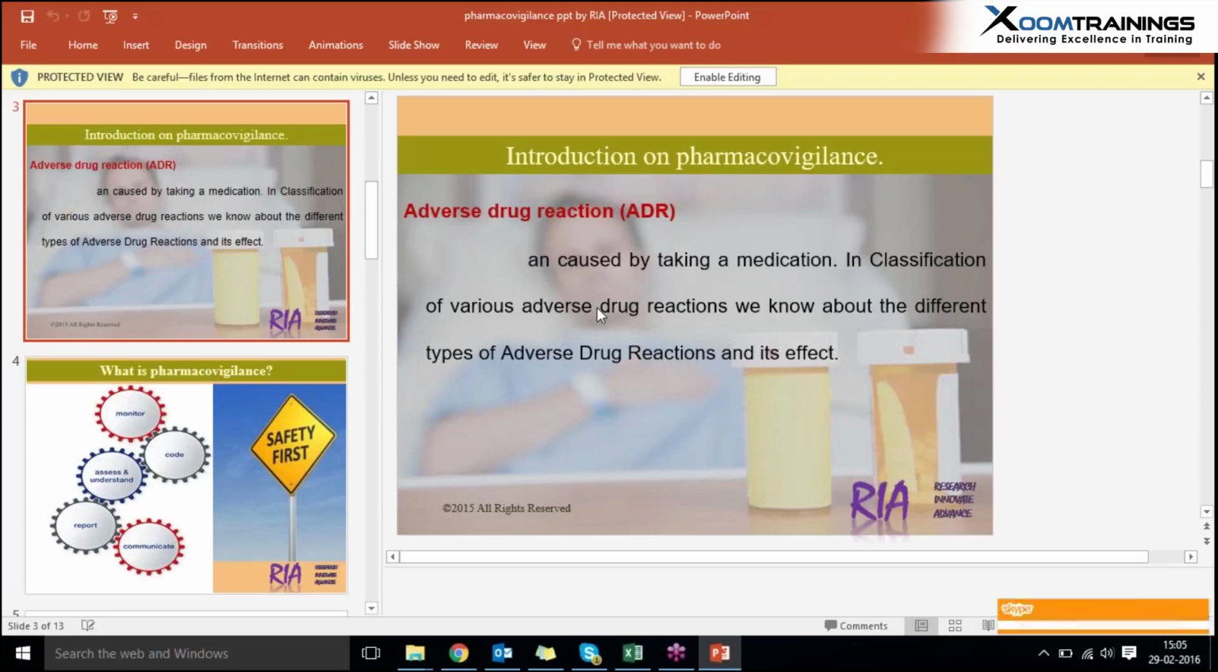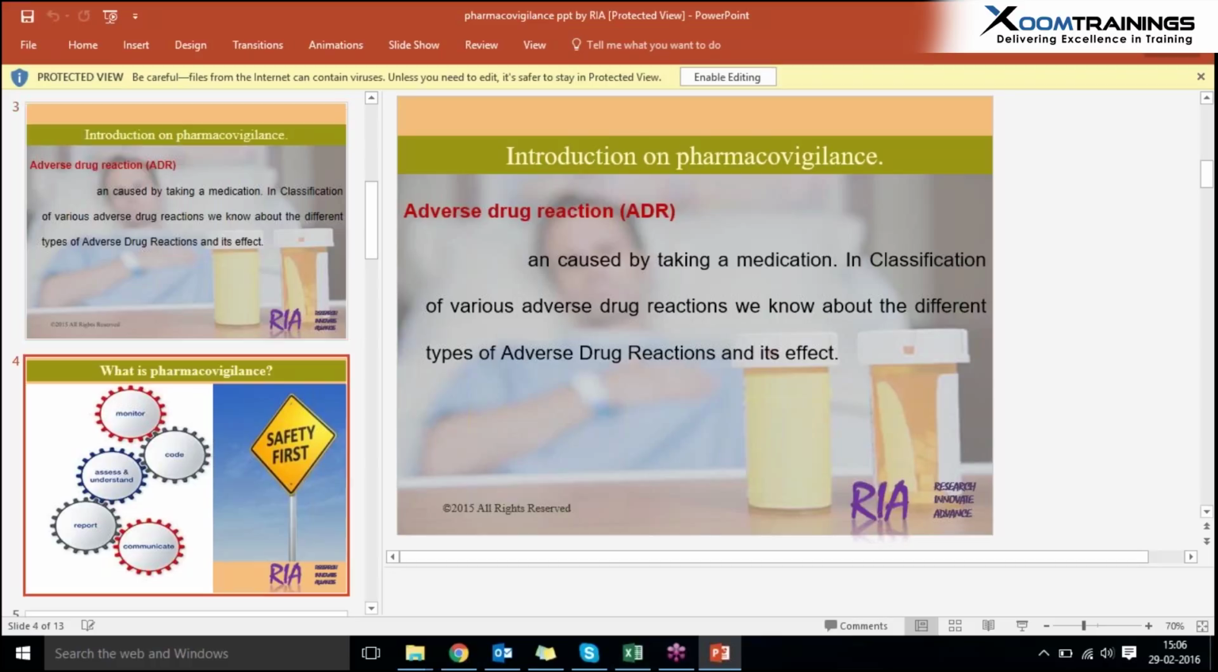Simply put, we are taking one drug with the intention of treating one particular disease condition. The drug is treating that condition, but along with that it is showing other effects like nausea, vomiting, and dizziness. These untoward, unwanted responses are called adverse drug reactions. Why am I stressing adverse drug reactions? They are the main thing; the pharmacovigilance system is completely related to these adverse reactions.